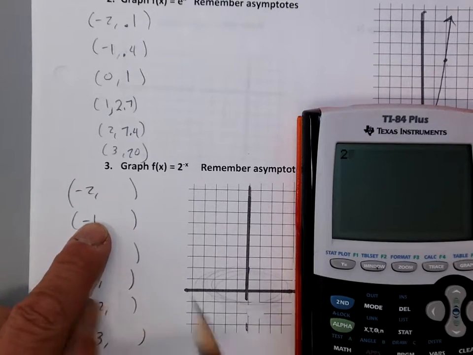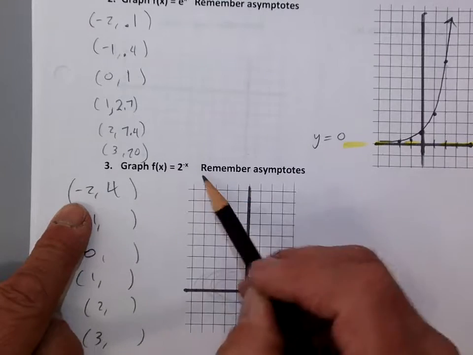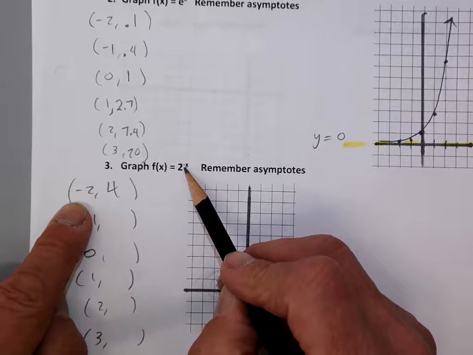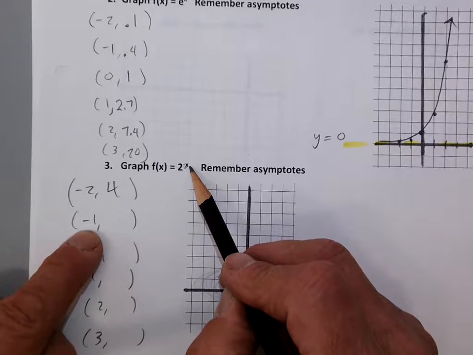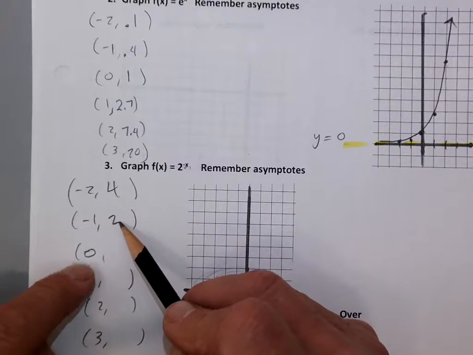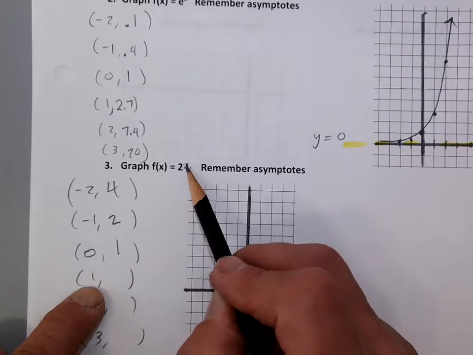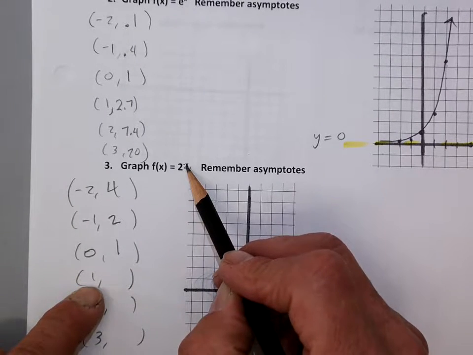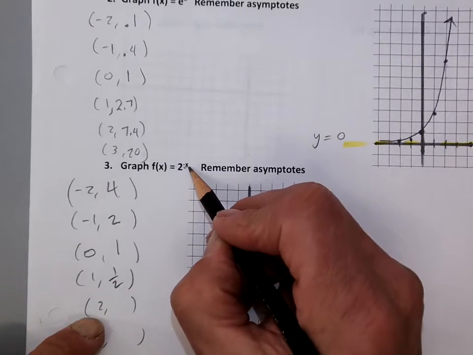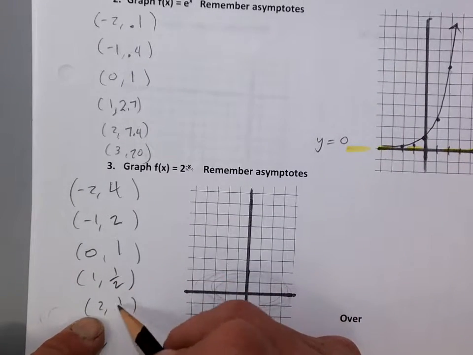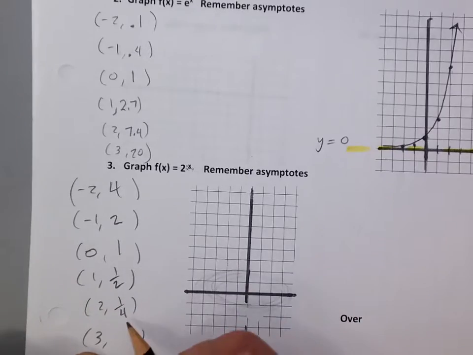2 to the, well, the negative 2 is 2 to the 2. I can do that. That's got to be 4, okay? Real quick, think about it. Put negative 2 in here, double negative. 2 squared is 4. 2 to the negative 1 is 2 to the 1, which is 2. Anything to the 0 power is 1. Now, 2 to the 1 is 1/2. 2 to the 2 is 1/4. 2 to the 3 is 1/8.